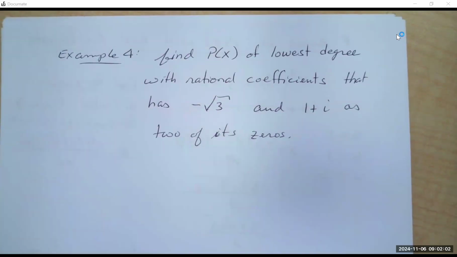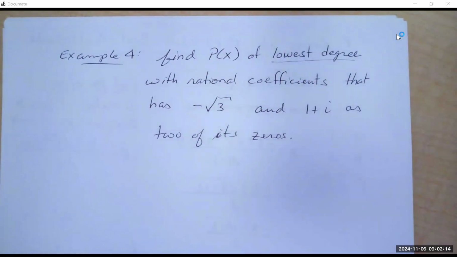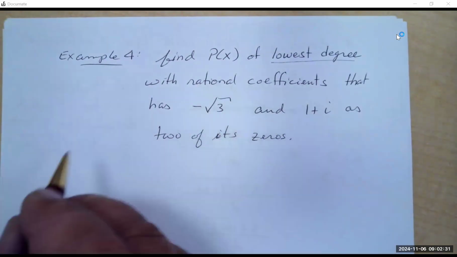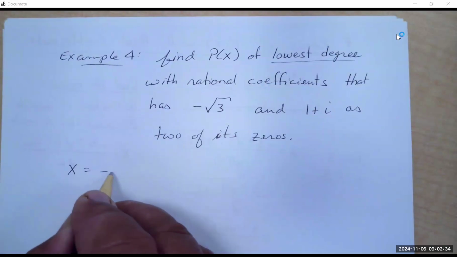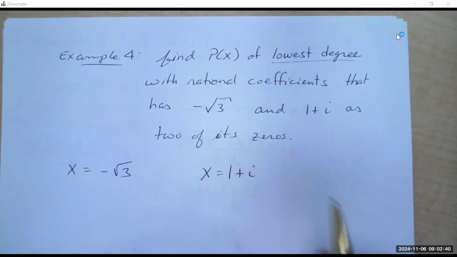So with this, what will our degree of our polynomial be? It's asking the polynomial of lowest degree. What's the lowest degree we can have? The lowest we have is one. No. Because we have two of the zeros already. So maybe that's two answers there. No. Because our zeros are negative radical 3, and then 1 plus i. Yes. We have to have the conjugate pairs of these.